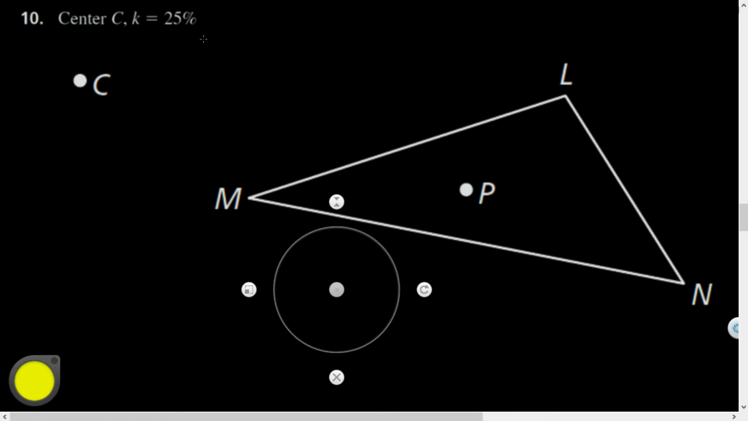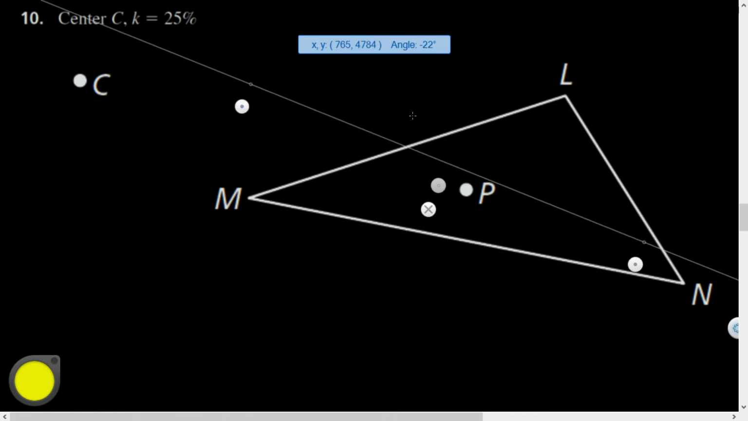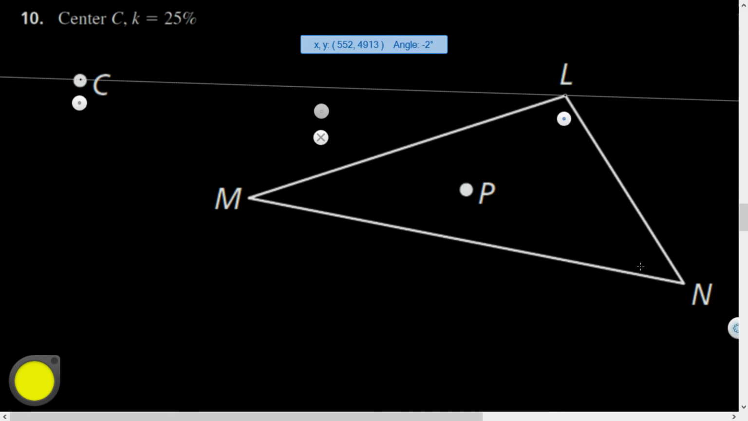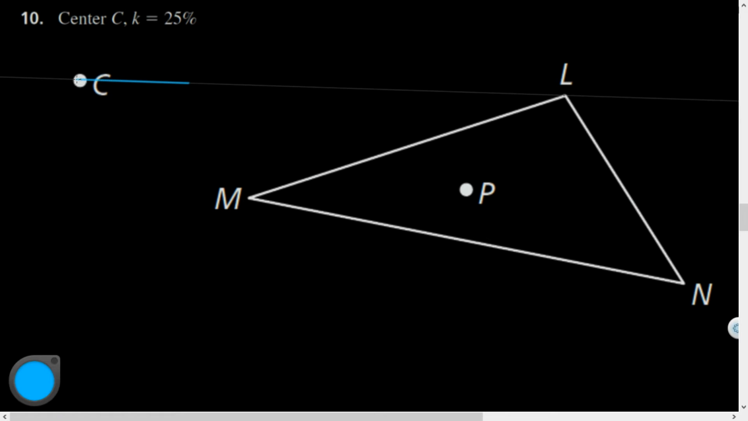So this is the idea. I want to do a 25% reduction of this triangle by center C. So let's start with line L for Liam, maybe. Liam Math, LM. I think this is like a subliminal messaging here. Yeah. So there's that.